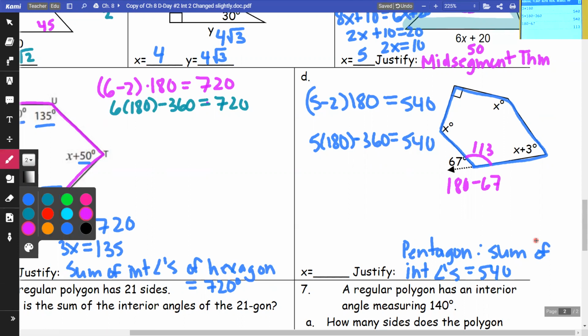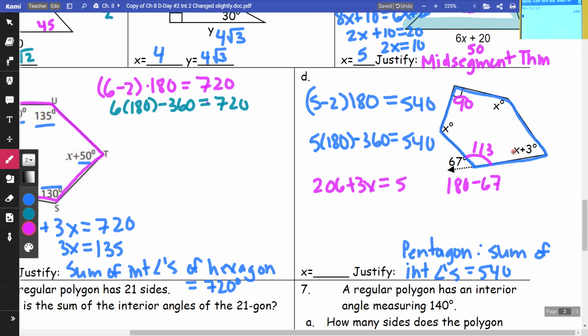So now I'm going to add up all 5 of these angles. Don't forget that this one is 90 degrees. So I am going to take 90 plus 3 plus 113, which would give me 206, plus 1x, 2x, 3x. So plus 3x equals 540. I'm going to take 540 minus this answer, and I get 3x is equal to 334.